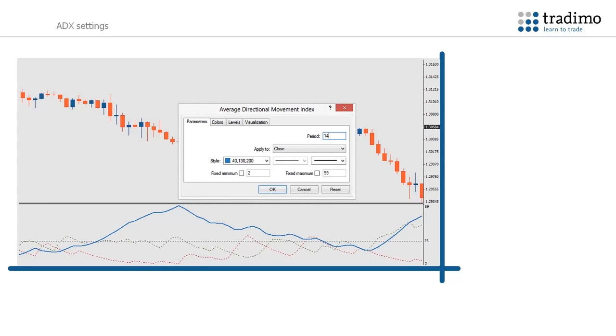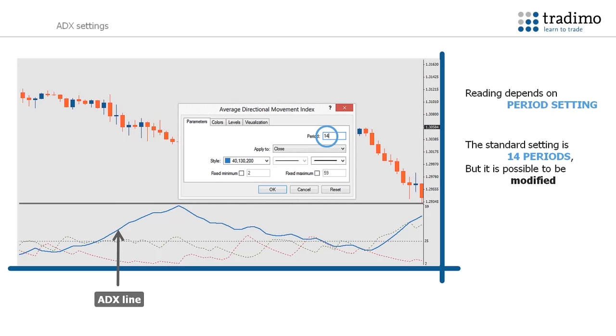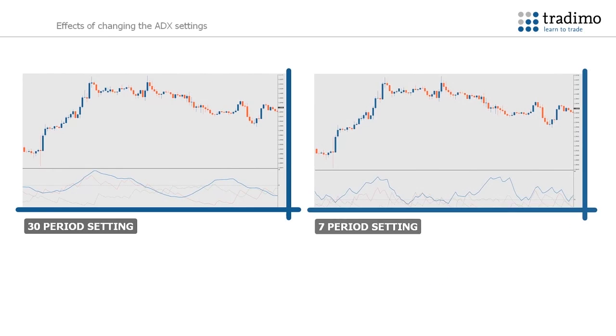The ADX indicator uses price to calculate its reading, which is then displayed on your chart in the form of a moving average line. This reading is influenced by the period setting that the indicator is set to. The standard setting is 14 periods, but you can change this to suit your trading style. Most traders use a range between 7 to 30 when adjusting the indicator's setting. The higher the indicator setting, the smoother the ADX appears on your chart.